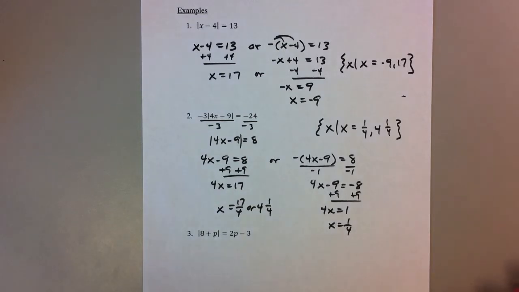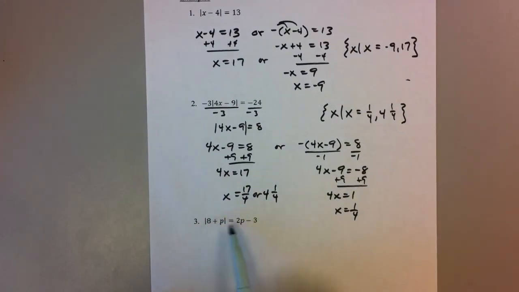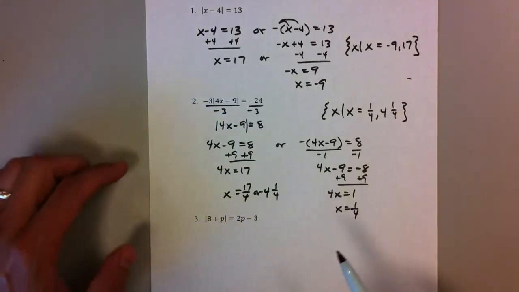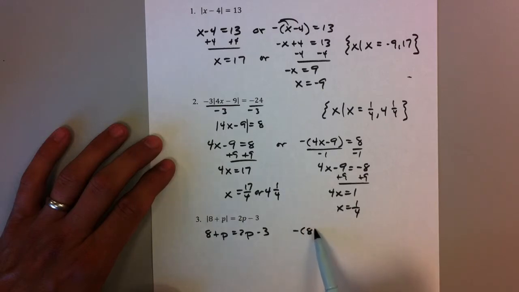Let's talk about this one though. Here, this one's a little different in that we have the absolute value, but then we have variables over here. But that doesn't really change anything. We're still going to solve it the same way. We're still going to write 8 plus p equals 2p minus 3. And then I'm going to write negative 8 plus p equals 2p minus 3.